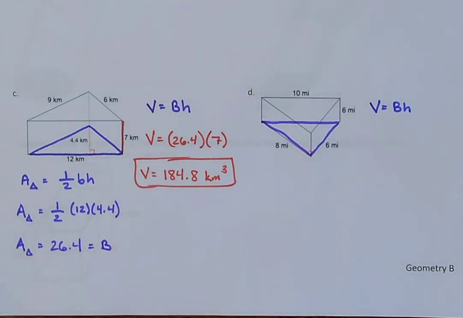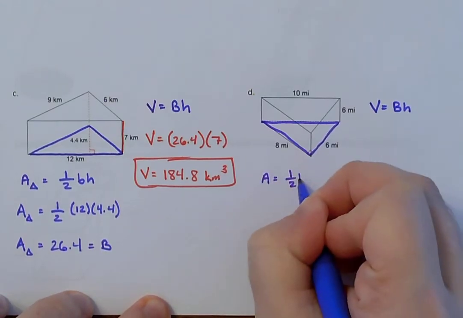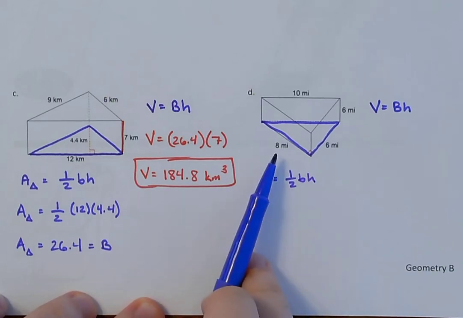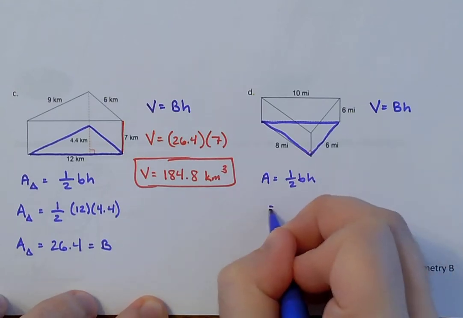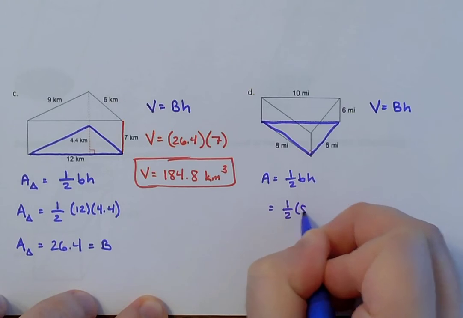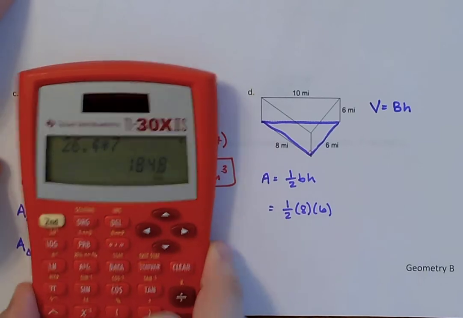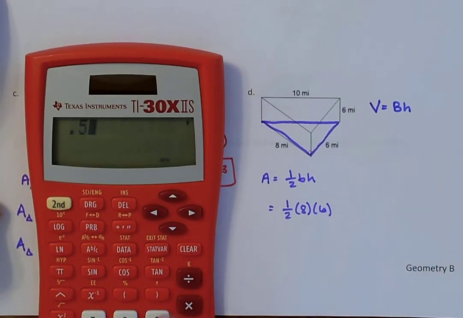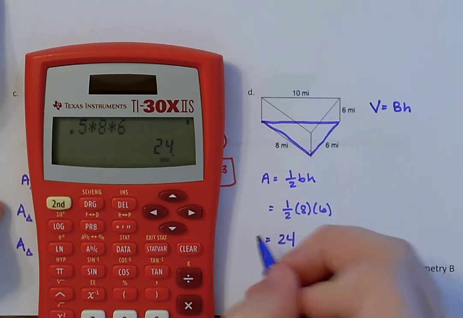Now, we need to go through and find that area, which is 1/2 base times height. The base of this triangle is going to be 8, and the height of this triangle is 6. So it's going to be 1/2 times 8 times 6. So if we use our calculator, 1/2 times 8 times 6, we end up with 24. So the area of the base is 24.